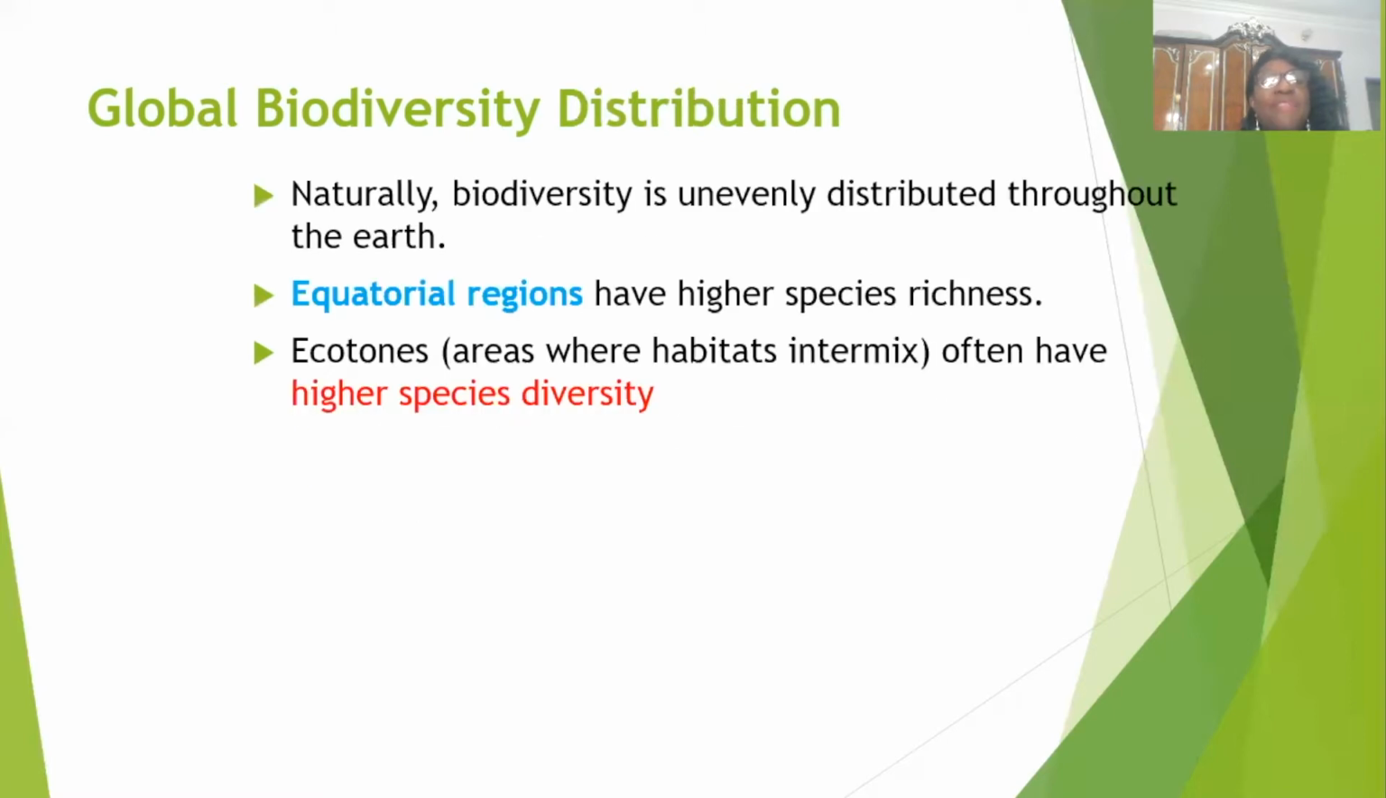Global biodiversity distribution. Naturally, biodiversity is unevenly distributed throughout the world. Equatorial regions have higher species.